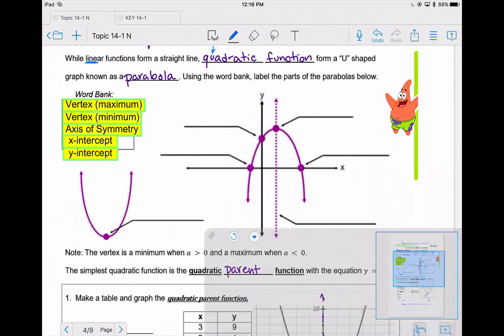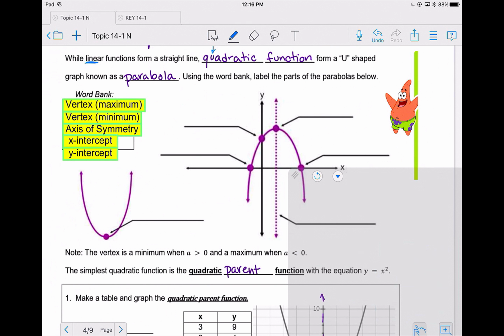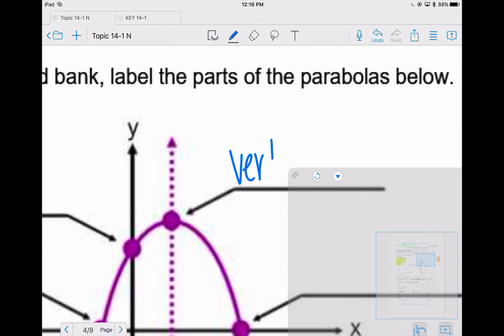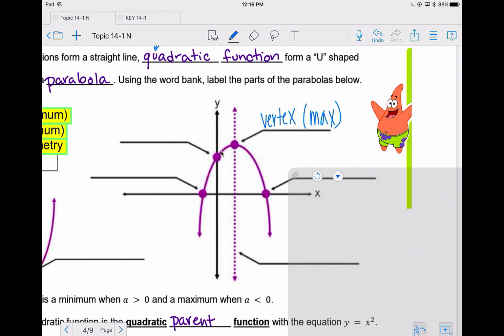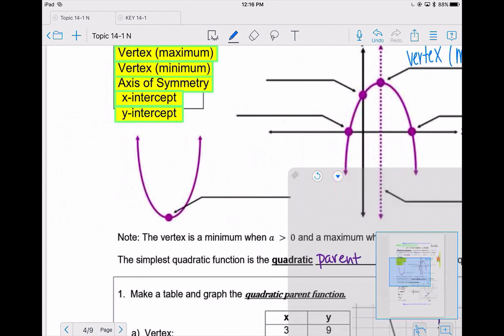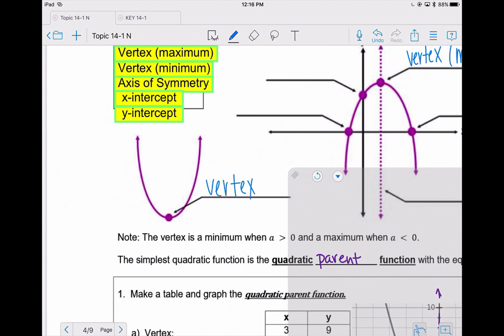So we're going to use the word bank and label the parts of the parabola listed below. So we have a vertex. A vertex is a point where your graph, your parabola, changes directions. You can have a maximum and a minimum. Your vertex is a maximum when it changes directions at the highest point. So this graph increases up until the vertex and then starts going down. Or you can have a minimum, which is at the lowest part.